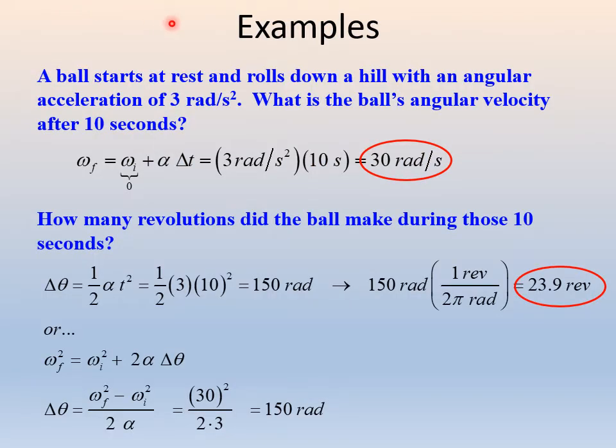Here's a second example of rotational kinematics. A ball starts at rest and rolls down a hill with an angular acceleration of 3 radians per second squared. What is the ball's angular velocity after 10 seconds?